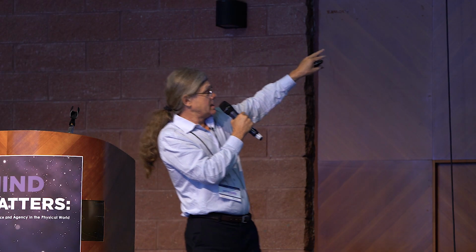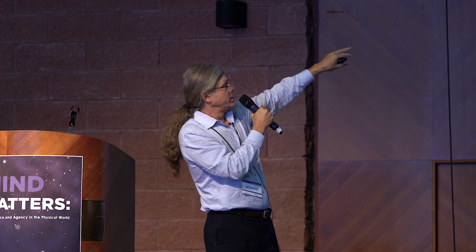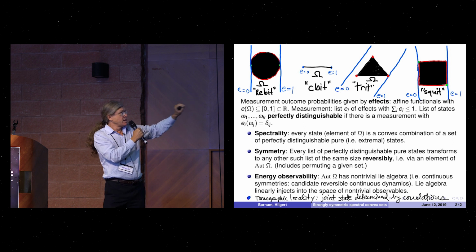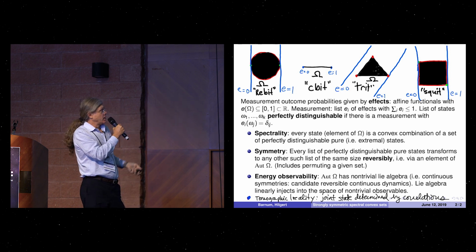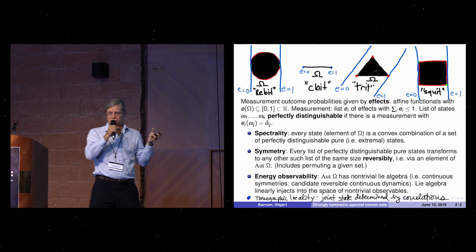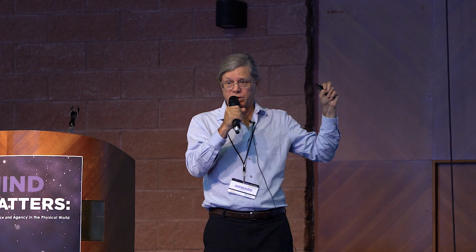Okay, using this concept, we define spectrality. We say every state of the state space can be written as a convex combination of a set of perfectly distinguishable pure states. By pure, we mean extremal in the convex set. Cannot be written as a non-trivial convex combination of other states.